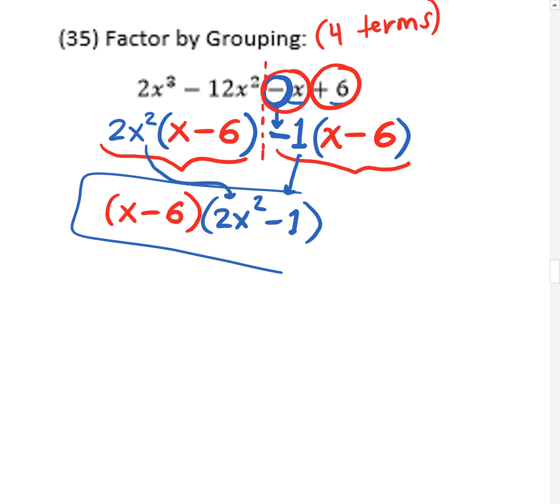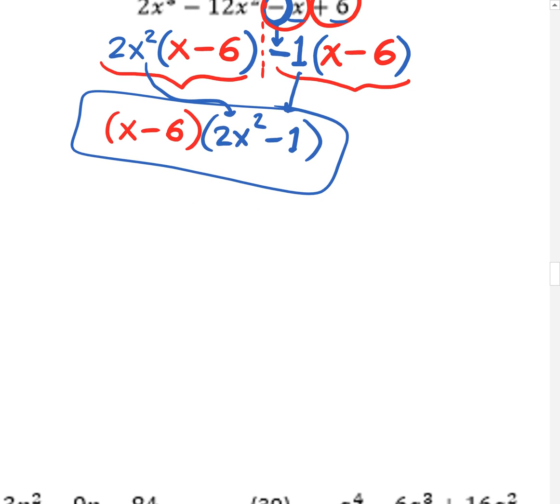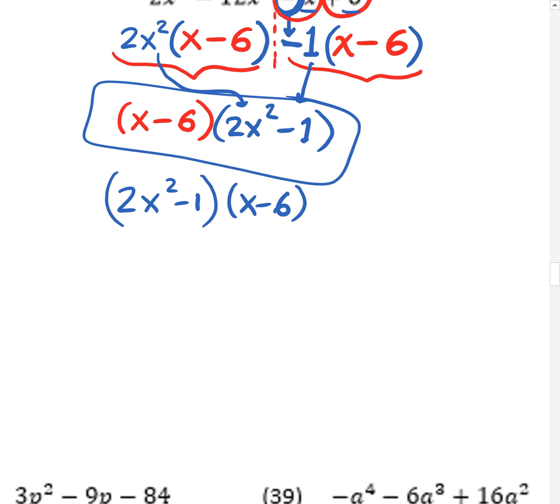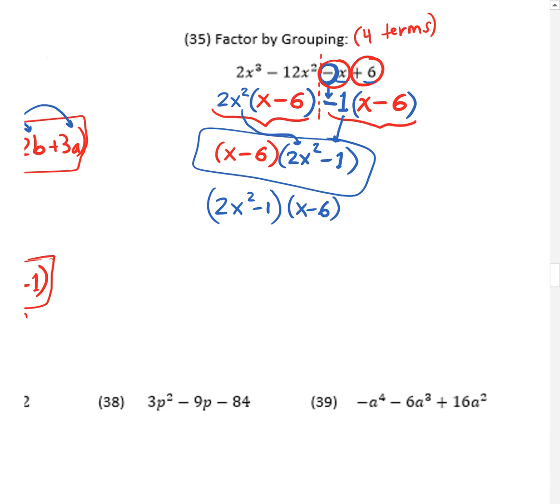There we go. And then remember, when you factor, it doesn't matter what order your factors are in. So if you had written the 2x squared on the left and the x minus 6 on the right, that's the same. As long as you have the same things in parentheses, it doesn't matter which parentheses comes first. It's not wrong or right. Yeah, what order they're in.